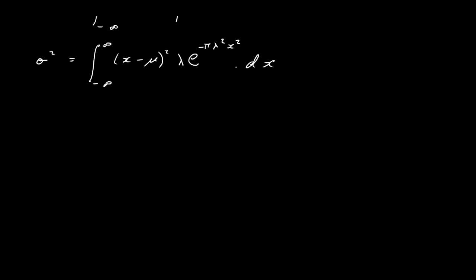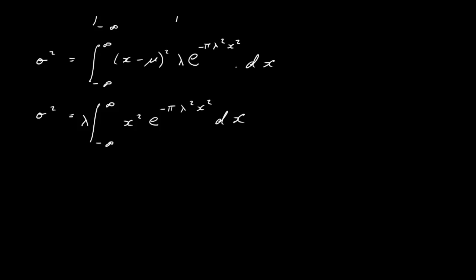So what we're going to do is try and find a relationship between sigma and lambda here, because we want to get rid of this lambda in our final formula. We know that in this case our mean, our mu, is going to be 0. So we have lambda squared from minus infinity to plus infinity. Here we just end up with a 0, so that's just going to be x squared. Then we take this lambda and put it outside the integral sign, and we have e to the power of minus pi lambda squared x squared dx. So this is what we've got to integrate.